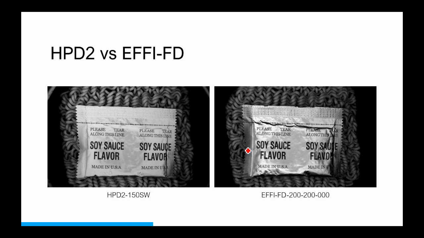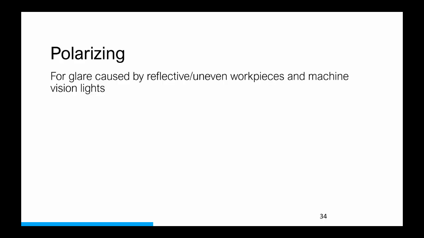One benefit of the FE flat dome light is you can add a polarizer to it. So this is my segue into the next technique, polarizing the light to remove glare, instead of changing the type of light we have to a dome light, which is creating a bright field image. So now to talk about polarizing. This is for glare that's caused by uneven workpieces and machine vision lights.